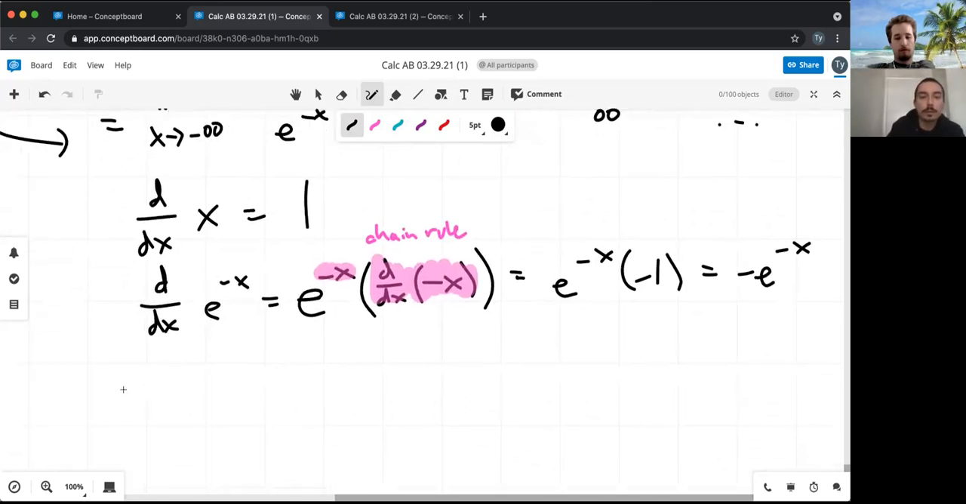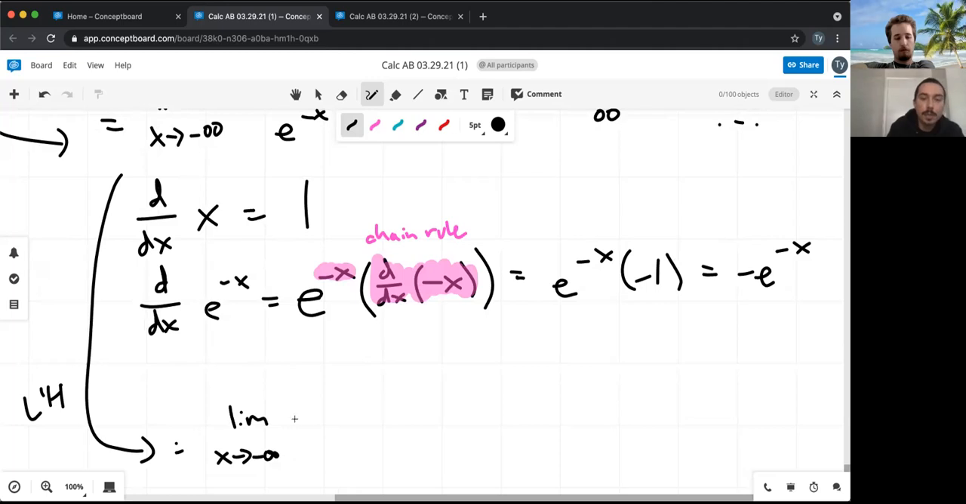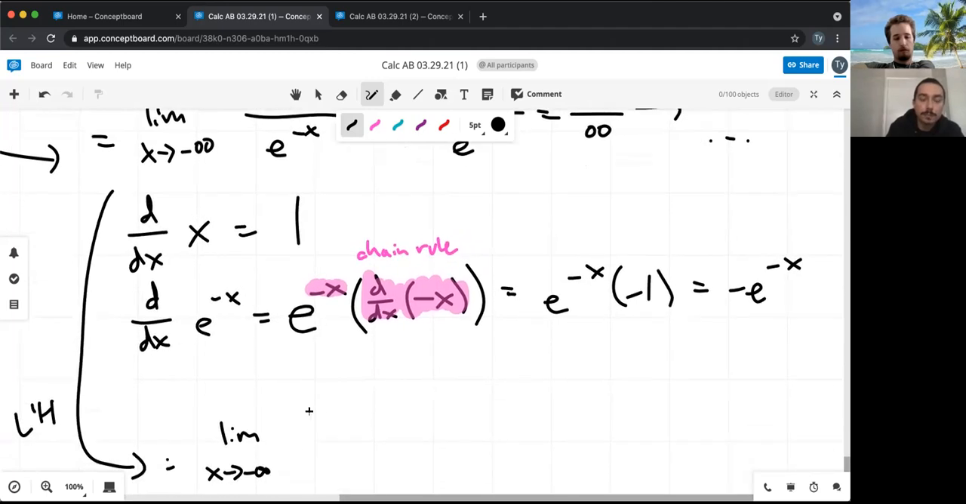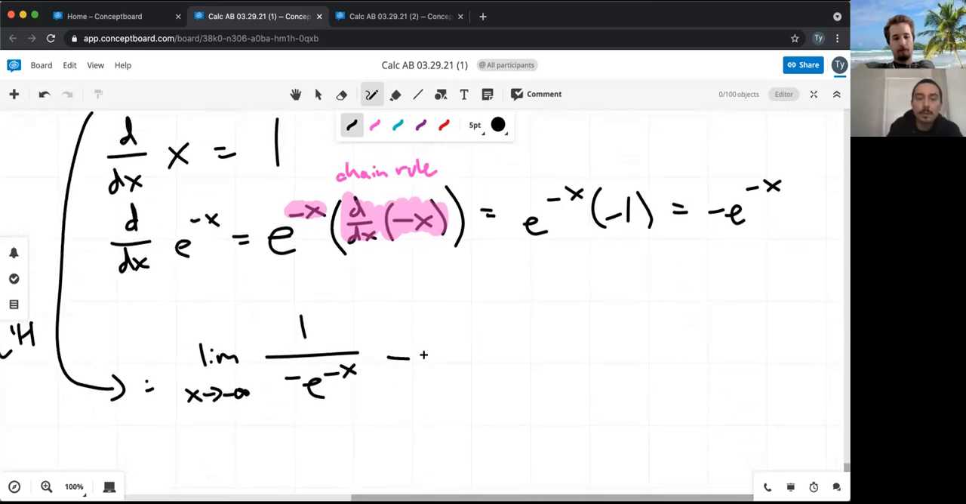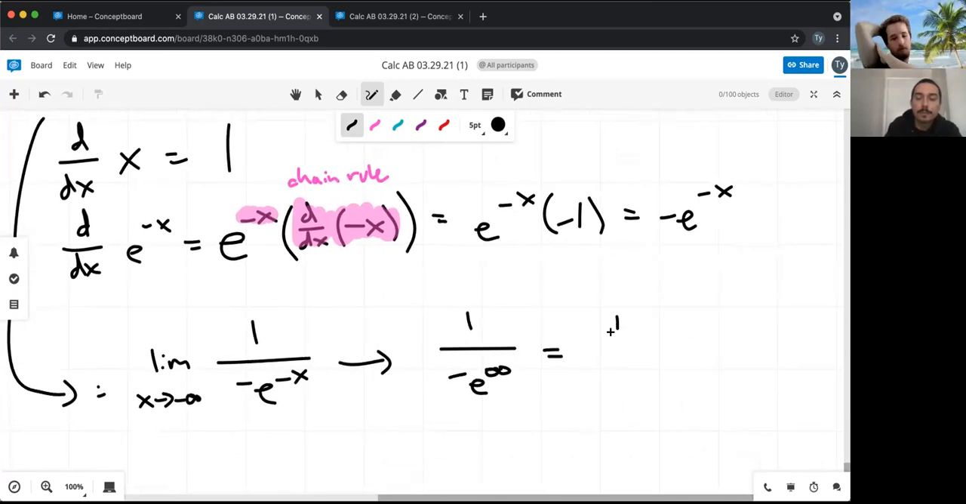Okay, this is taking longer than I expected. We know that this limit from L'Hopital's rule is the limit as x approaches negative infinity of the derivative of x, which is 1, divided by the derivative of e to the negative x, which is negative e to the negative x. Let's try direct evaluation again. We get 1 divided by negative e to the negative infinity. So that's 1 over infinity. 1 over infinity, that's going to be 0 for us.